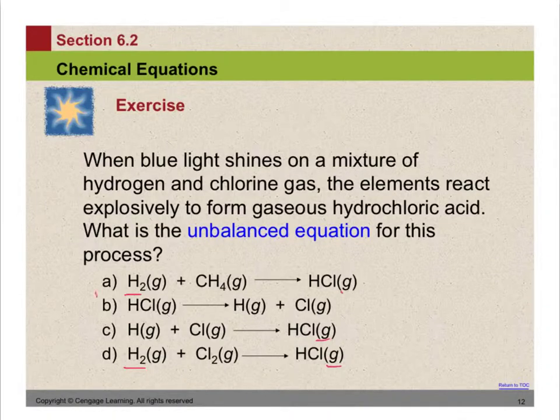So right away we can cross out B because we're not forming hydrochloric acid gas, we're forming hydrogen and chlorine. So that cannot be correct. So D is the correct answer because hydrogen is diatomic plus our chlorine gas forms HCl. But notice this is unbalanced. They wanted the unbalanced equation.